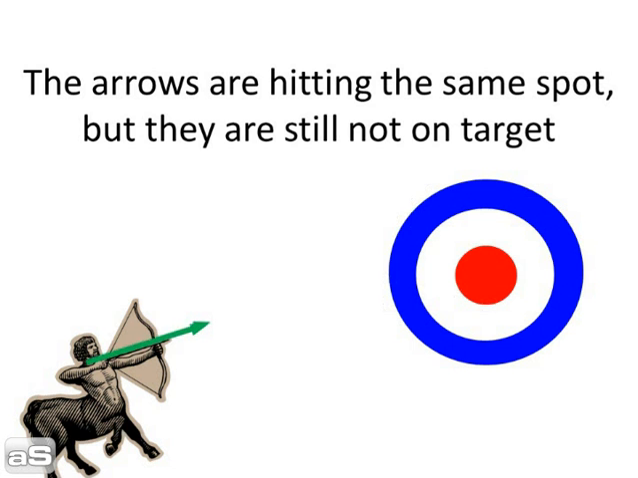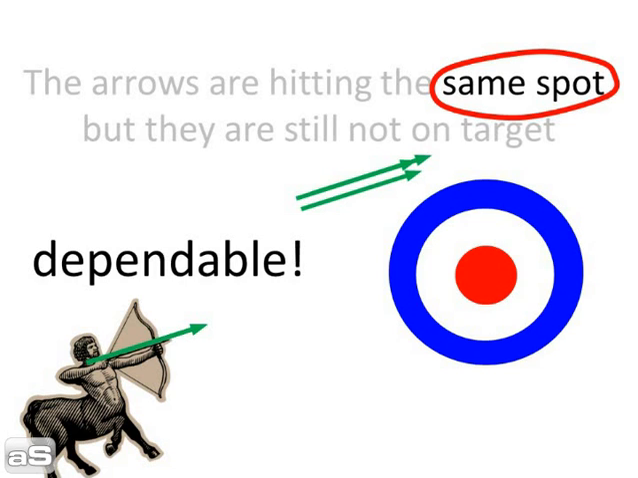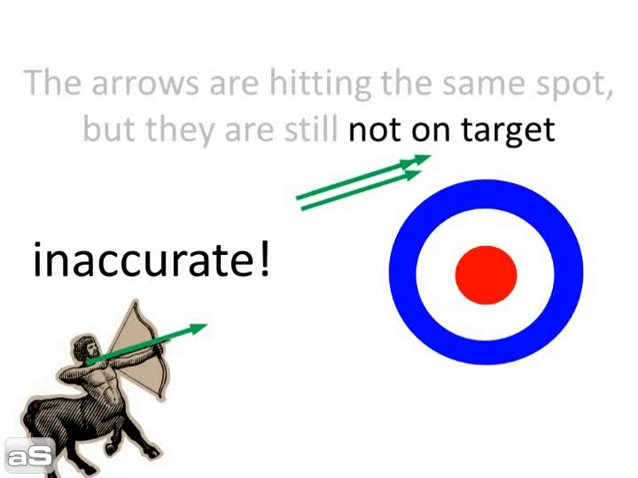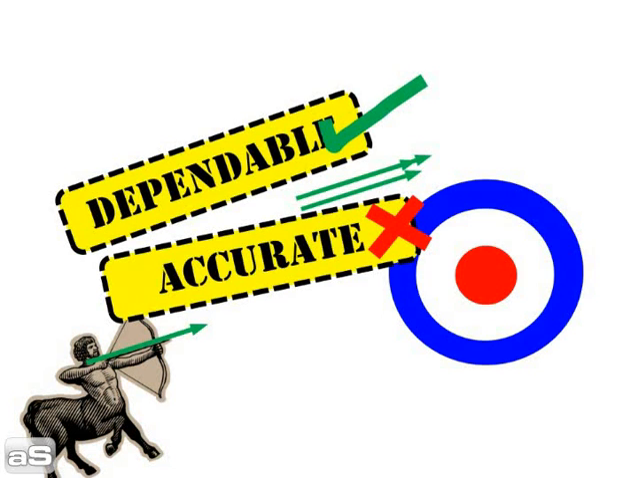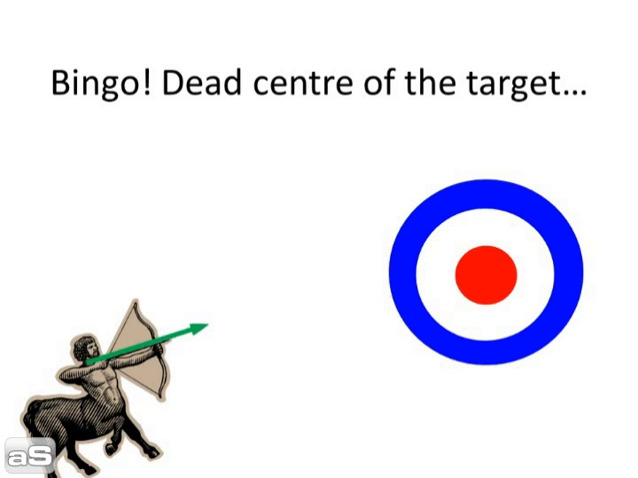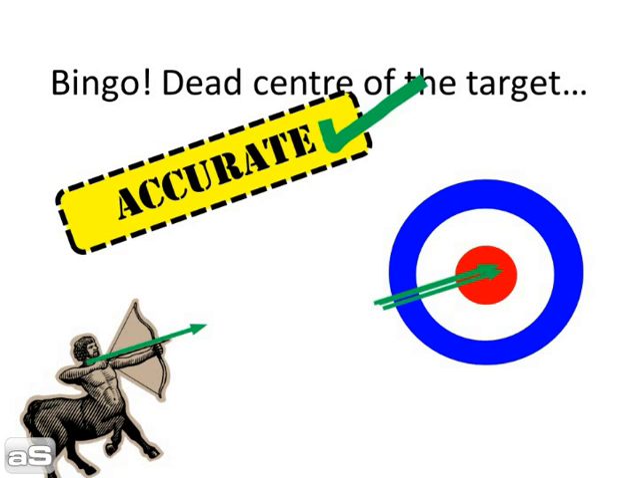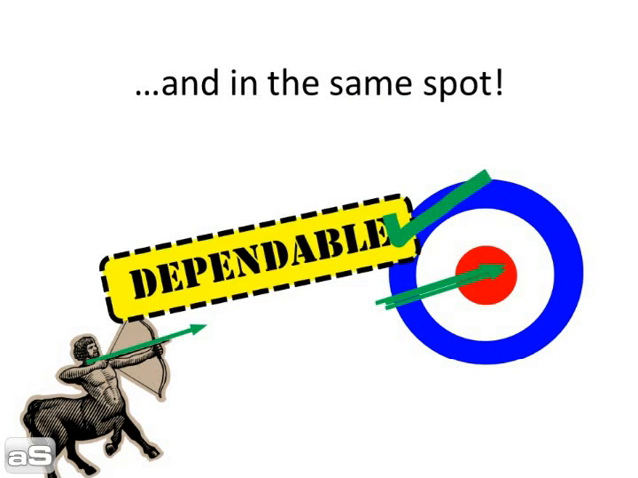Let's fire some more arrows. The arrows are hitting the same spot, but they are still not on target. Because they're on the same spot, they are dependable, but yet still inaccurate because they're not on the target. One more go. All 3 arrows are dead center of the target, so they are accurate. And they're also in the same spot, so they're also dependable.